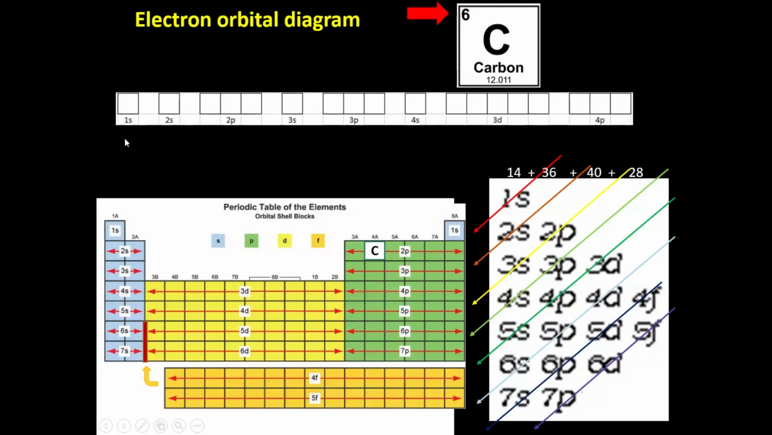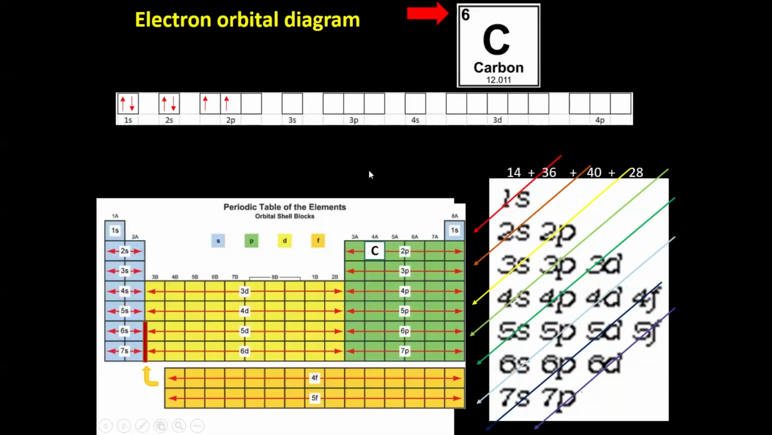Let's start with 1s. So we have an up and we have a down, and then we go to the second energy level, and we have an up and we have a down. So that's 4 electrons. Now we're going to do Hund's rule and put 1 in each box until we run out and use up our 6 electrons. So we have 4 so far, 5, 6, and then we stop. So that is the electron orbital diagram for carbon.